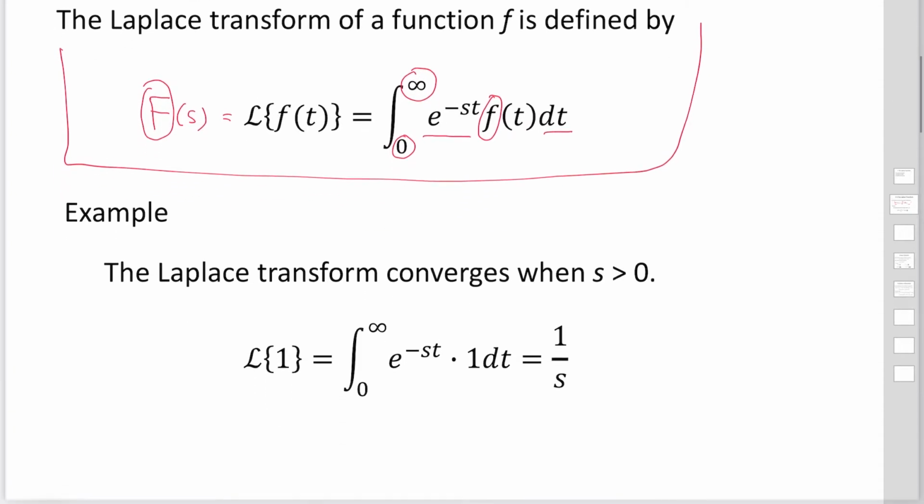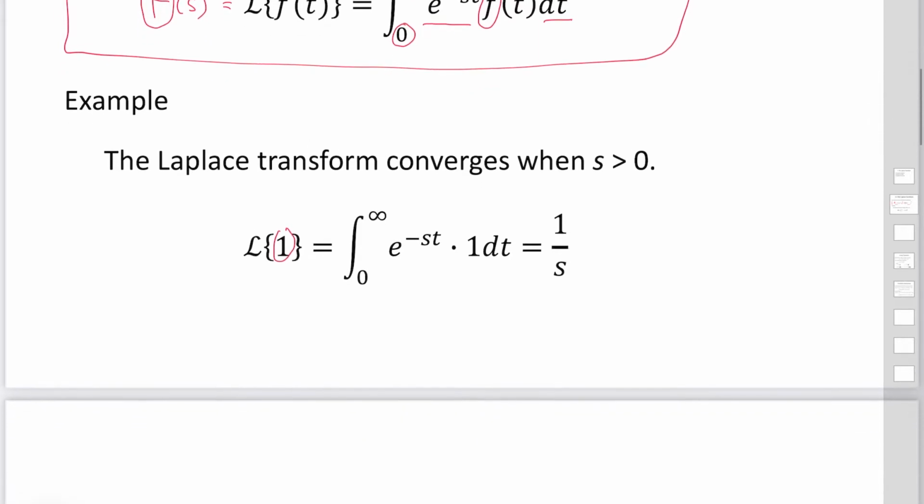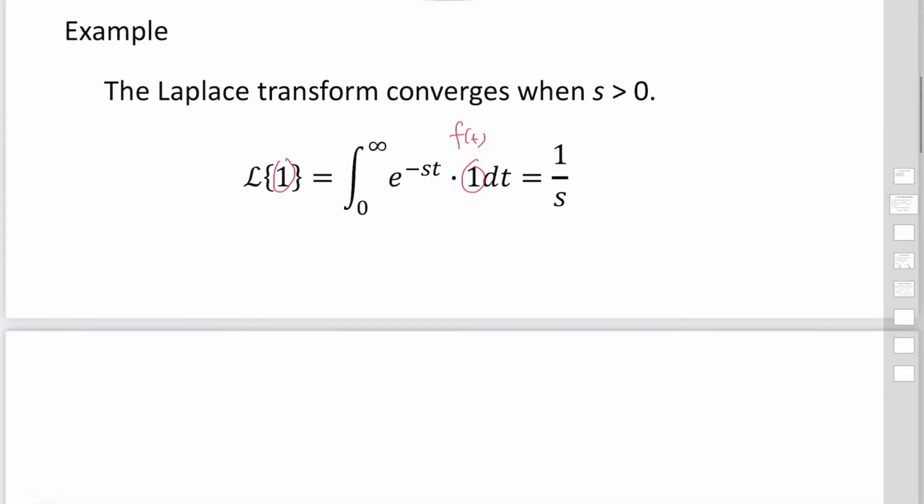And I'd like to show you the examples. Laplace transform of 1. Then you can just substitute 1 into f. So in this case, f(t) is 1. Then you can integrate this one. It becomes minus 1 over s, exponential minus st, with t going from 0 to t equal infinity.